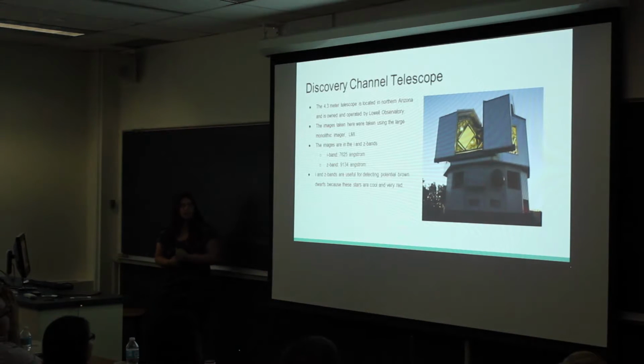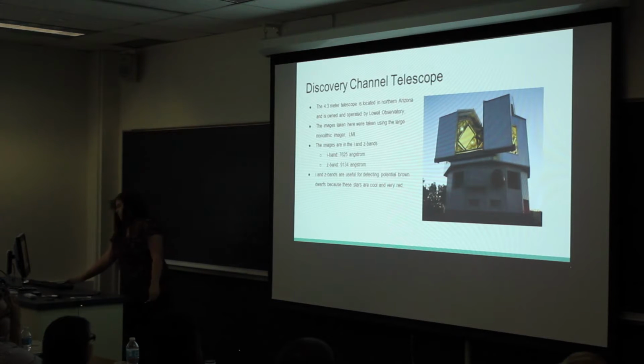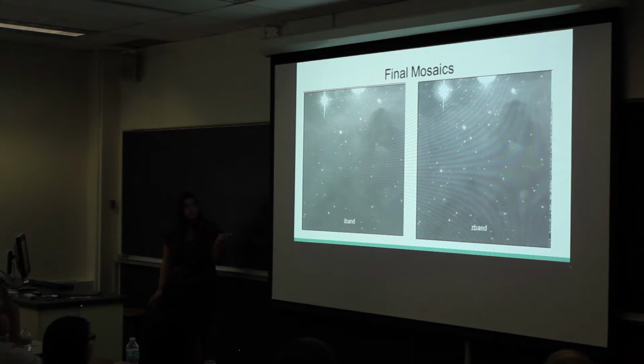Now, all the images that I'm working with right now have been taken with the Discovery Channel Telescope. I will be using other ones. The ones I'm working with currently were taken in these two bands. And these are actually very red bands, but they're still in visible light. So these are some of the images I've taken.